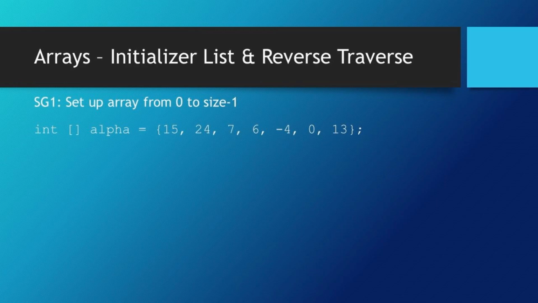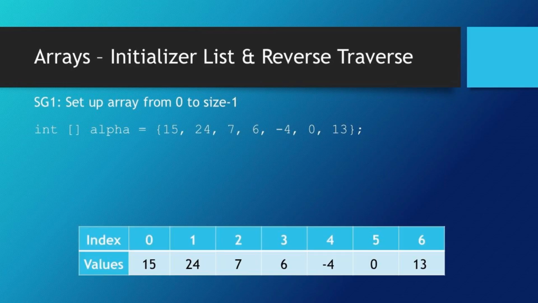Alpha is an array of integers. All of the values inside the curly braces are integers. This statement allocates 7 slots for integers because there are 7 literal values given in the initialization list.